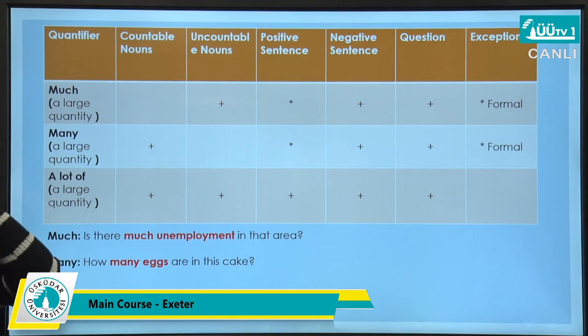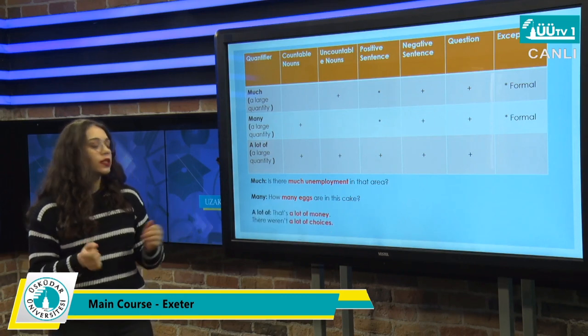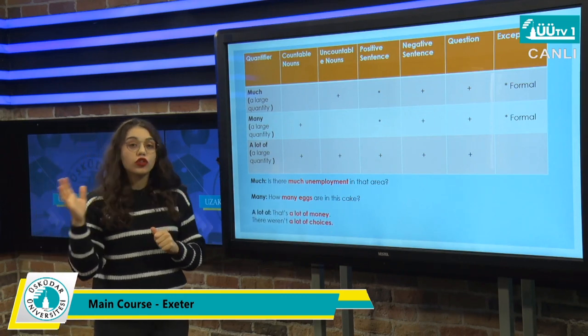Right. And the last one is a lot of. A lot of is much less formal than many or much, and we can use a lot of with countable and uncountable nouns, and in every type of sentence, positive, negative, or questions, it doesn't matter. But do not forget that a lot of is less formal than many or much. Let's look at the examples here. That's a lot of money.